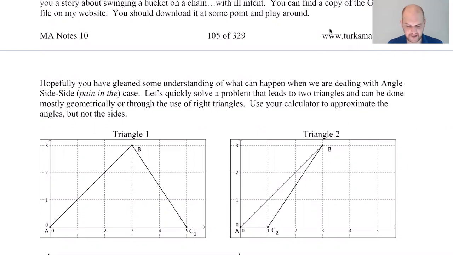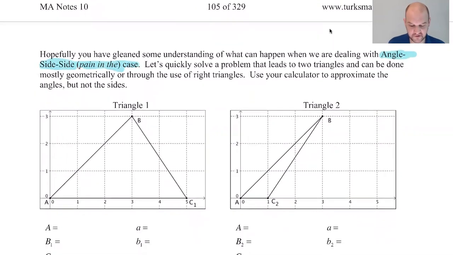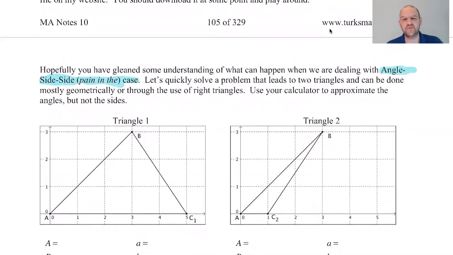So we are talking about the ambiguous case of the law of sines. The ambiguous case of the law of sines is angle side side, which I tend to think is a pain in the ass. And you know, your teacher might not like that. And depending on YouTube, that may get blocked because I said that. But it's a real pain in the neck. And it's easy to remember that it's ASS because it's a pain in the neck.